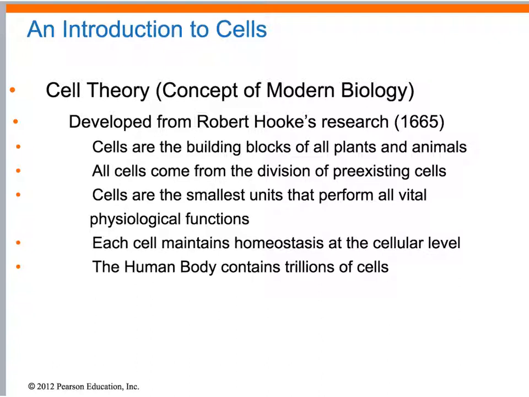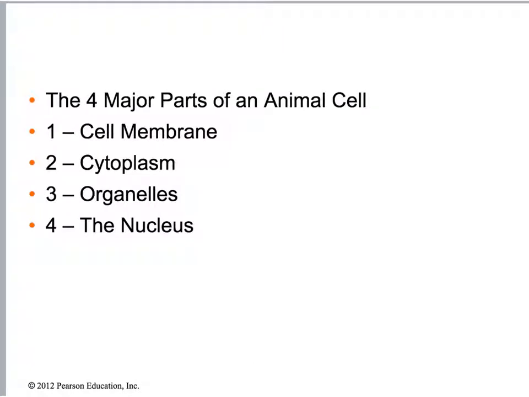All cells come from the division of pre-existing cells, and cells are the smallest units that perform all the vital physiological functions. Lastly, each cell maintains homeostasis at a cellular level, and the human body contains trillions of cells. There are four major parts of the animal cell: 1, the cell membrane, 2, the cytoplasm, 3, the organelles, and 4, the nucleus.